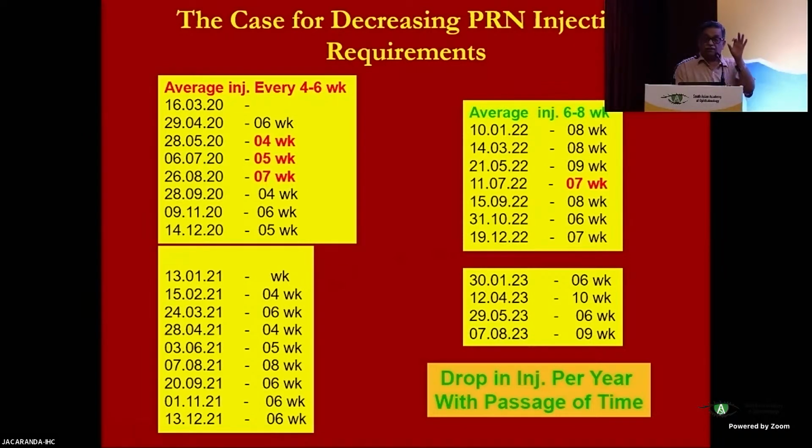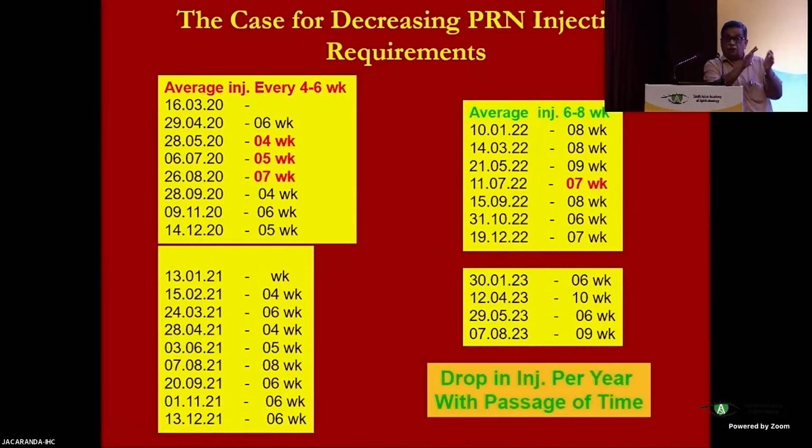So this is the other thing I noticed over a period of time. Now, you imagine this patient has followed up through the COVID epidemic, continuously followed up, continuously treated, and the number of injections has started dropping. Now she's very often at 8 weeks. In 2023, the interval has come to 10 weeks, 9 weeks, then back again.